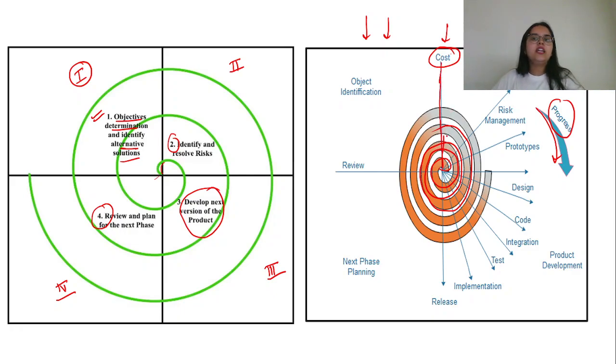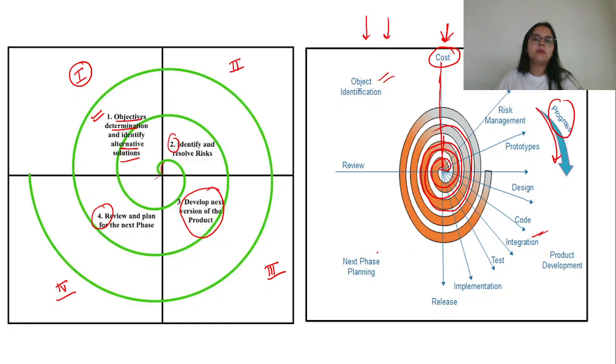So the radial dimension, the radius, if you see here, the radius is increasing. So this radial dimension, or let's say the angular dimension, it represents the cost of the project. As you are moving, the more the radius is increasing, the more the cost of the project would be increasing. So this represents the cost. Rest everything is the same in this figure also.